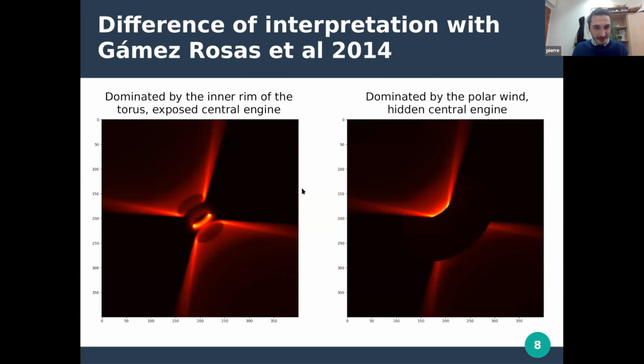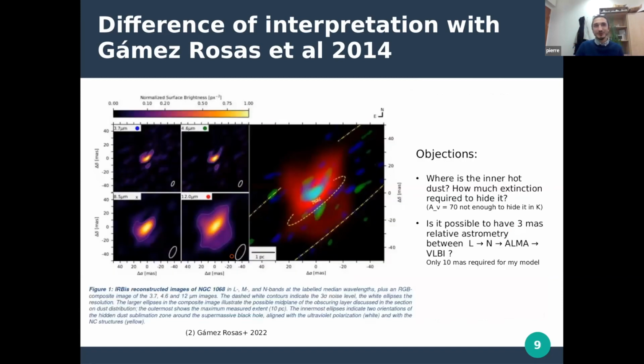So here I made two mock images of our models. In that case, we see the inner rim of the torus. This would be more my interpretation. While I think that you claim this model, something like that, where what we see is basically the launching site of the wind or of at least the bicone ejected. So I'm going today to present two objections that I would have with your interpretation, and I hope that it can start a discussion about it.